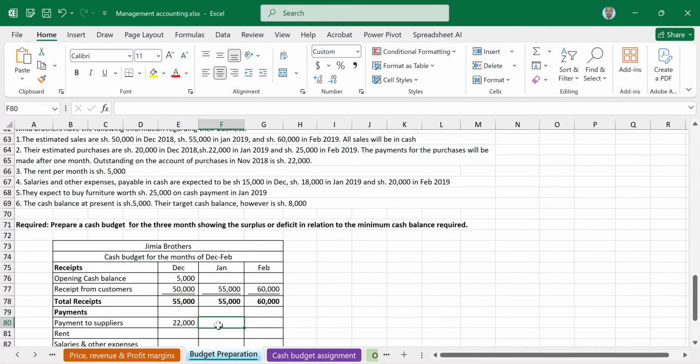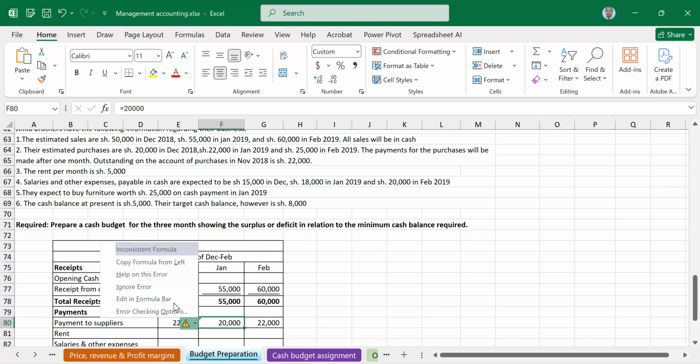Then the one that will be paid in January will be for December. The purchases for December were 20,000. Then the purchases for January will be paid in February. For January it was 22,000. Now this 25,000, which was made for February on credit, will be paid in March. And remember, the cash budget is not touching March. So this 25,000 will be left out.